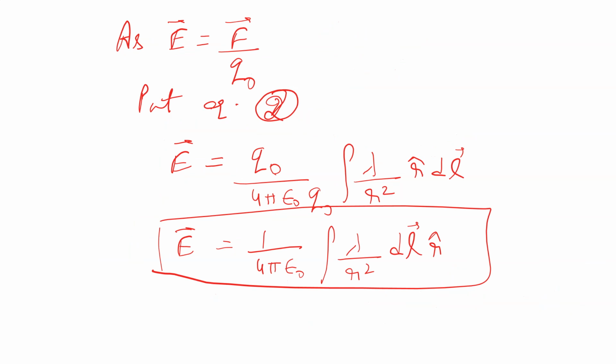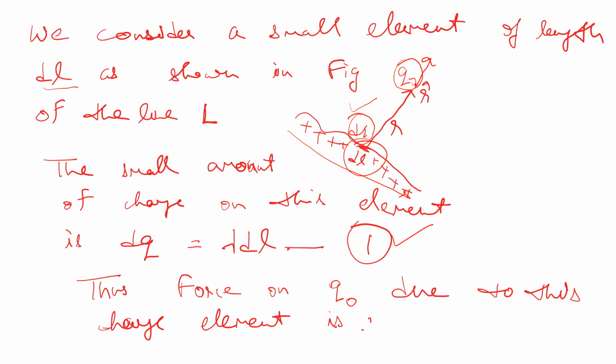Now as electric field intensity equals F by Q naught, if we put equation number 2, that is the value of force, in this equation, E equals Q naught by 4 pi epsilon naught, by Q naught, integral of lambda by r square r cap dl. Q naught cancels out, so we get E equals 1 by 4 pi epsilon naught integral of lambda by r square dl r cap. This is the electric field intensity due to linear charge distribution.